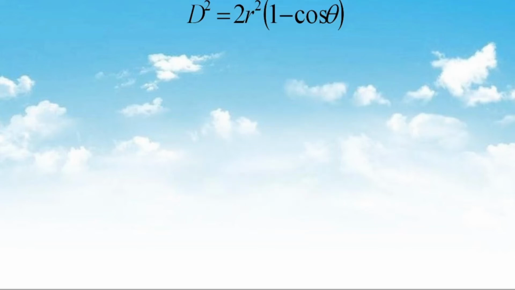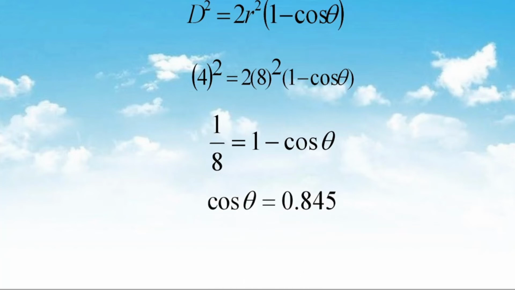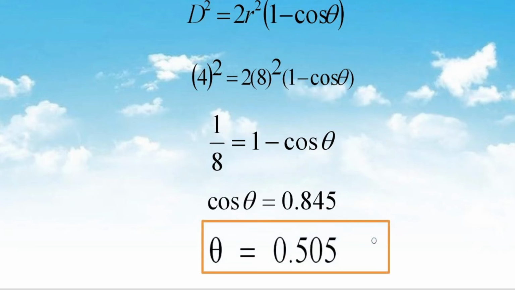Using the equation just now, d squared equals 2r squared multiplied by 1 minus cos theta, we're going to substitute every variable with their available values. It will be 4 squared equals 2 multiplied by 8 squared multiplied by 1 minus cos theta. And then we will get cos theta equals 0.845. And lastly, the value for theta will be 0.505.